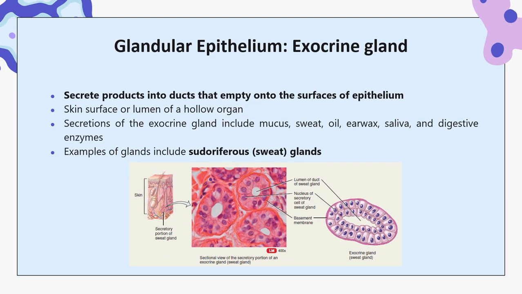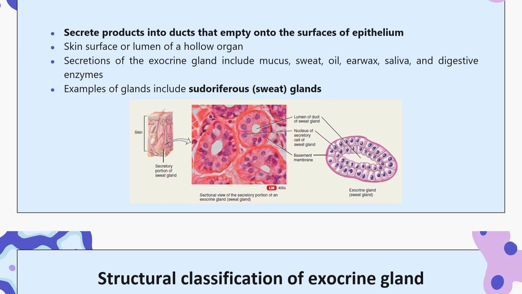So the function of endocrine glands, or glandular epithelial tissue, is maintaining homeostasis. Next is the exocrine gland. Exocrine glands contain ducts, so the secretion of the exocrine gland is secreted into the duct and then empties onto the surface of the epithelium. Examples of exocrine glands are sweat glands, earwax, saliva, digestive enzymes, and mucus. These are different kinds of exocrine glands present in the body. The main example is the sudoriferous gland, or sweat gland, present in the dermis layer of the skin.